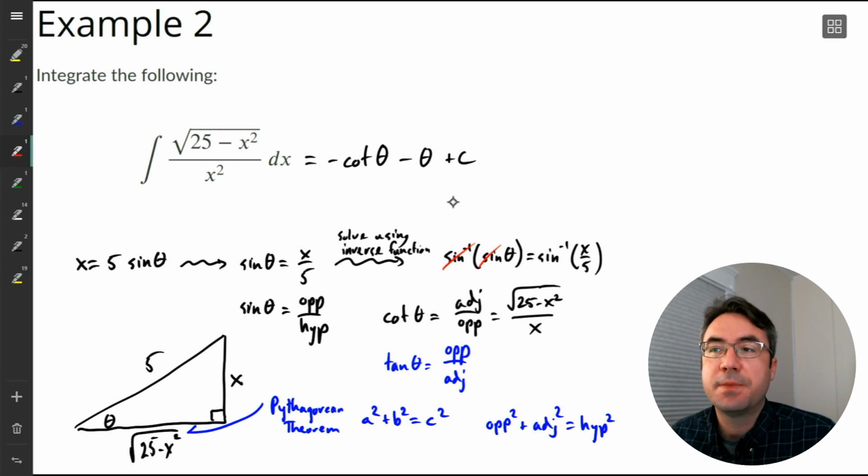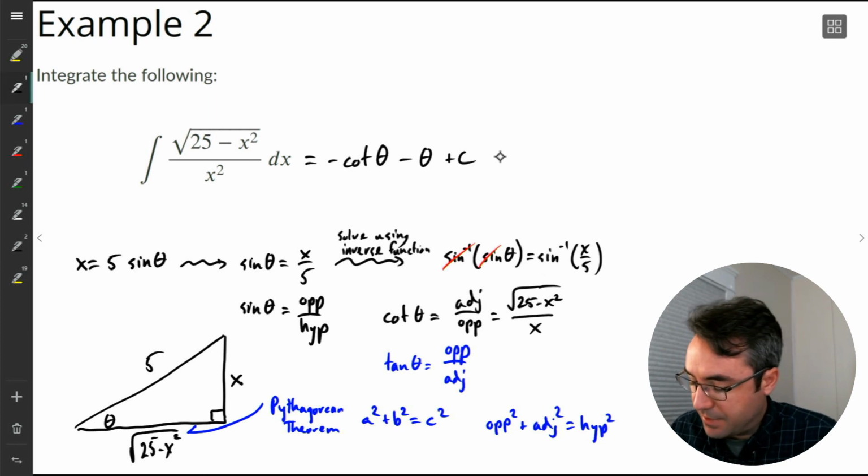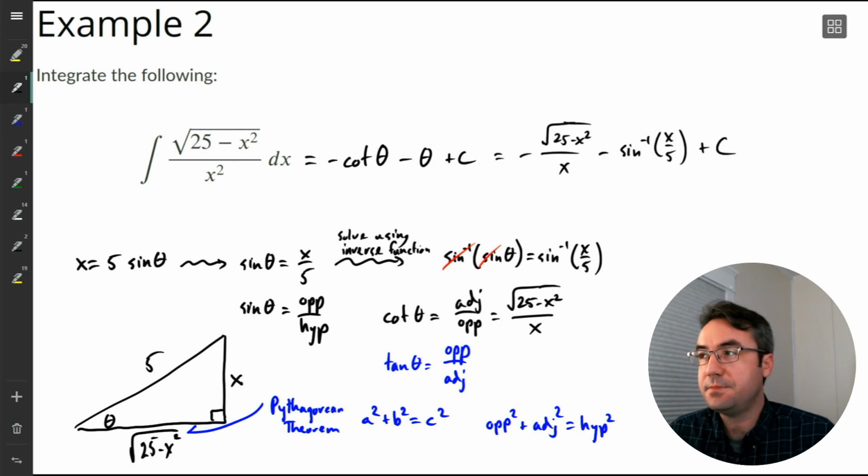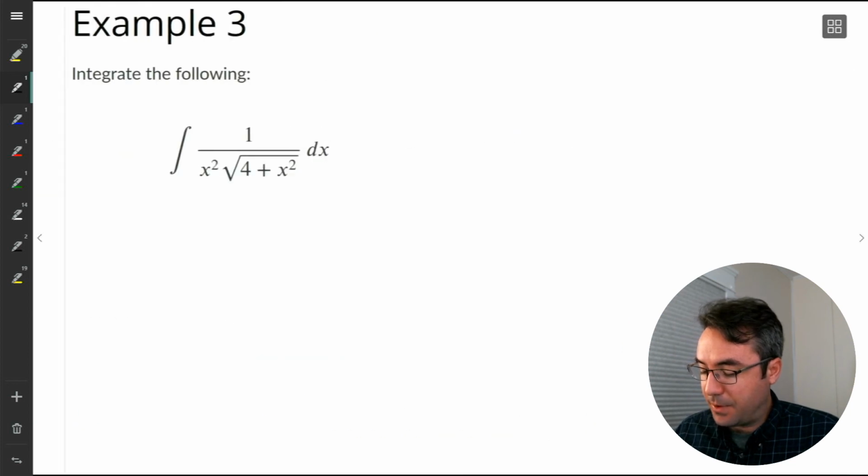We know what cotangent is. We know what theta is. Let's just plug everything in. So cotangent is negative square root of 25 minus x squared over x. And then the theta is minus arc sine of x over 5. And then we have our plus c. All right, so we're seeing slightly more things here, slightly different ways of converting back to x. Let's try another one.